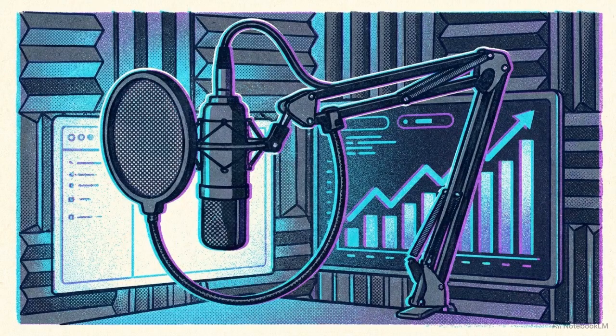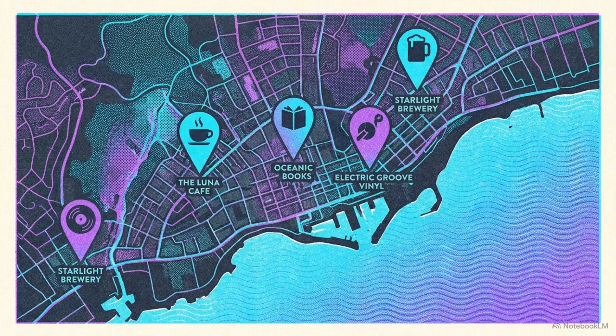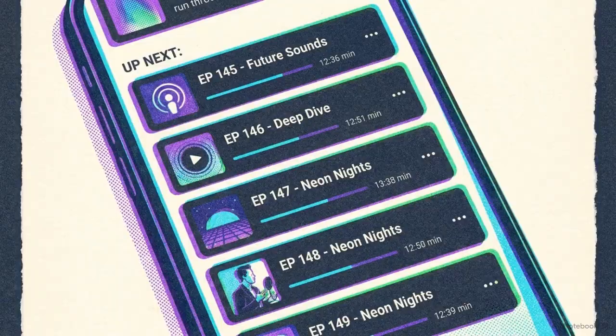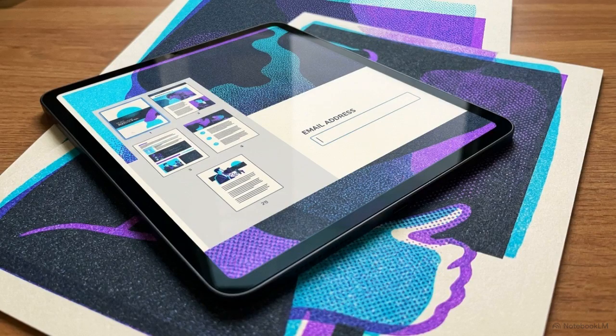To do this, we have to answer 4 specific questions. How do you execute audience growth? How do you identify local leaders for interviews? How do you structure episodes so they are highly bingeable? And how do you use visual cues to drive lead magnets?